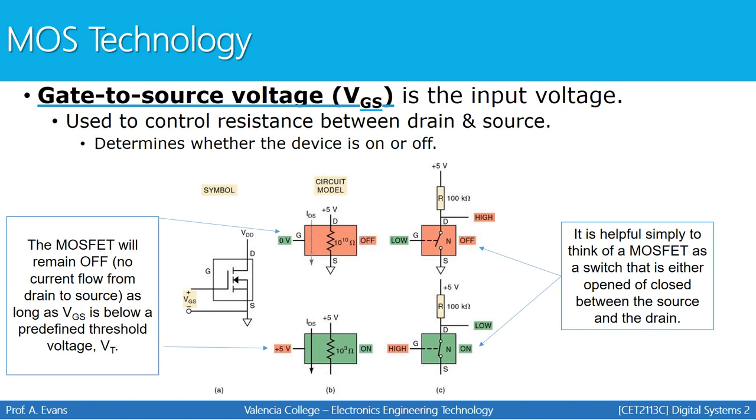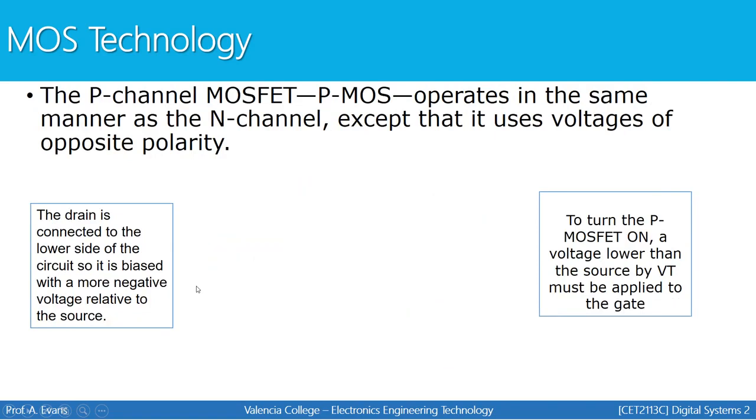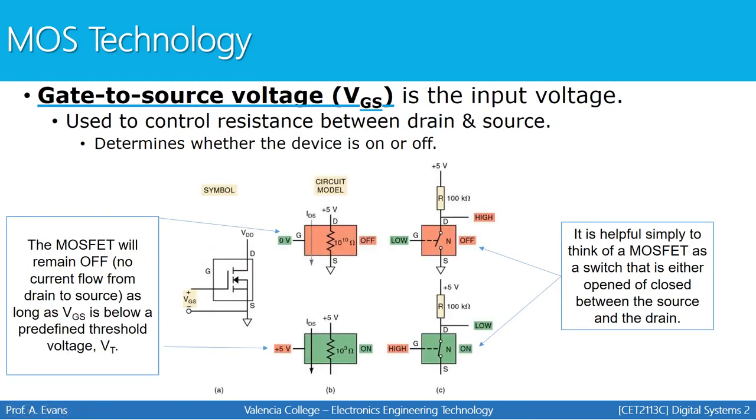So if we want to turn the MOSFET on, we have to supply a voltage from the gate to the source that is higher than a threshold voltage. Your threshold voltage might be 1 volt, might be 2 volts, it depends on the MOSFET, might be 0.3 volts, but in order to turn it on, I have to supply a voltage higher than the threshold. Once I supply a voltage higher than the threshold, it behaves similar to a switch, where the switch will close and current will flow from the drain to the source.